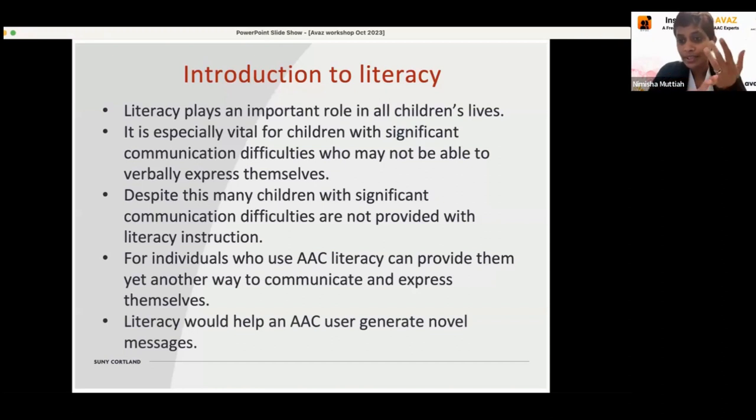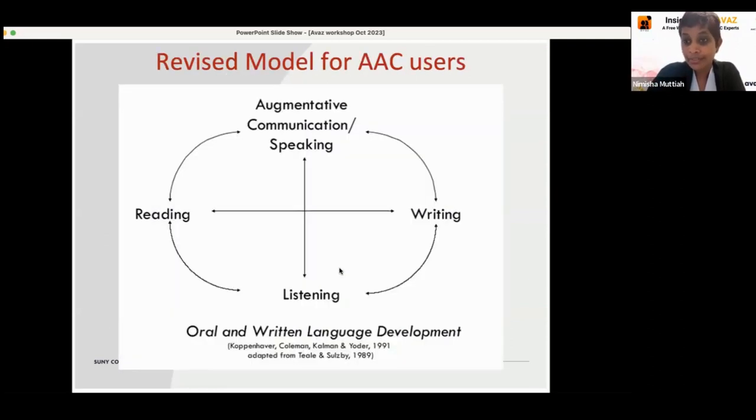With systems like Avaz Sri Lanka or Avaz India, the child is limited to the pictures that they have available in front of them. In terms of food, what if the child thinks of some food like dosa that's not on their AAC system? How are they going to ask for it? They can't, unless they can type, in which case they can type the word dosa. So literacy is the only thing that will make a child truly generative, which is why it plays an even more important role for children who use AAC.